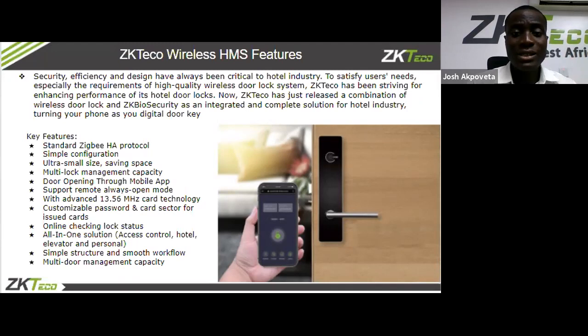Also, because you can integrate your ZK Biosecurity with it, you can also use it to control your assets. You use it to integrate to your access control for elevator and personnel management. It's simple and it aids easy and smooth workflow. And you can control multiple doors, all from a simple solution, your ZK Biosecurity. This wireless HMS can control up to 2,000 doors in a single server, and up to 8,000 doors in a multi-server.